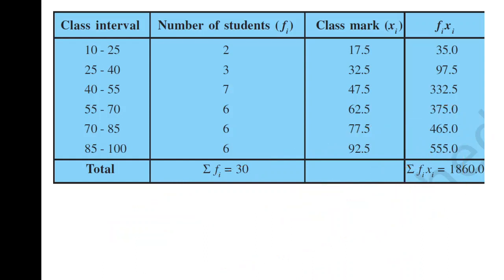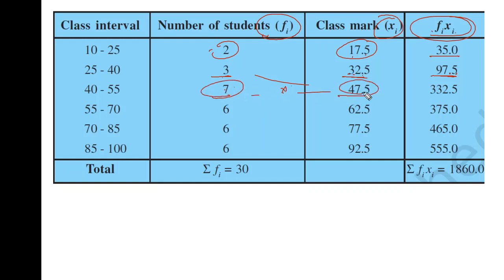Now we'll move to Fi Xi. You have Fi, you have found Xi, so you can find Fi Xi. That means you have to multiply this 2 into 17.5. Simple, 2 into 17.5 is 35. Similarly, 32.5 into 3 you have to multiply. 3 into 32.5 will be equal to 97.5. 7 into 47.5, after multiplication, will be equal to 332.5.